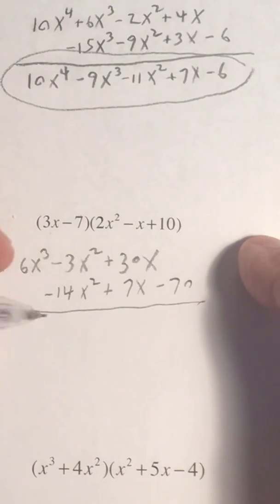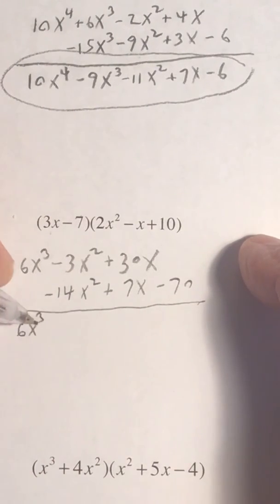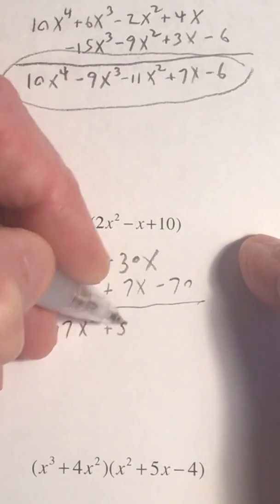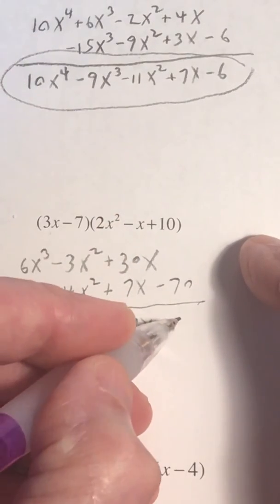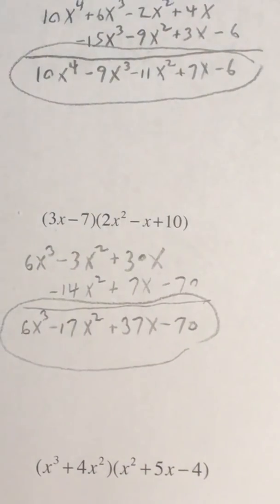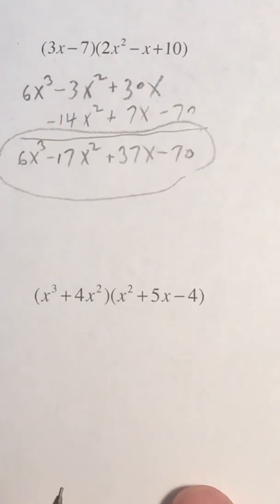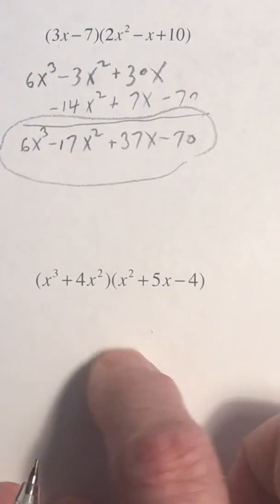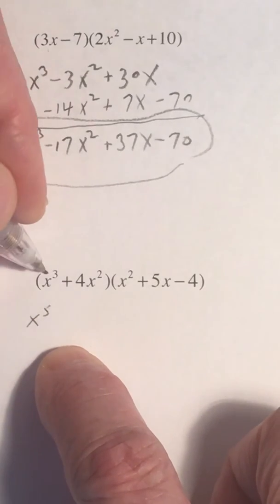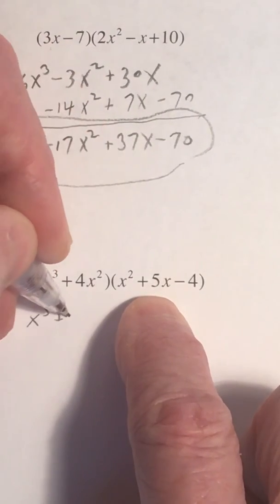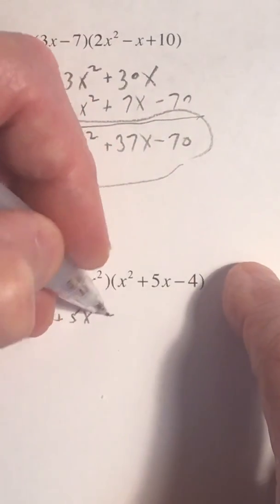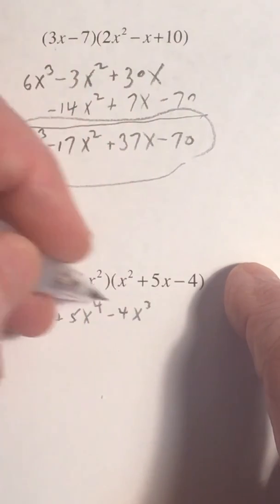And adding the columns, you get 6x cubed minus 17x squared plus 37x minus 70. Okay. And the last one in this column, x cubed times x squared, that's x to the 5th. X cubed times plus 5x, we get plus 5x to the 4th. And x cubed times the minus 4, minus 4x cubed.